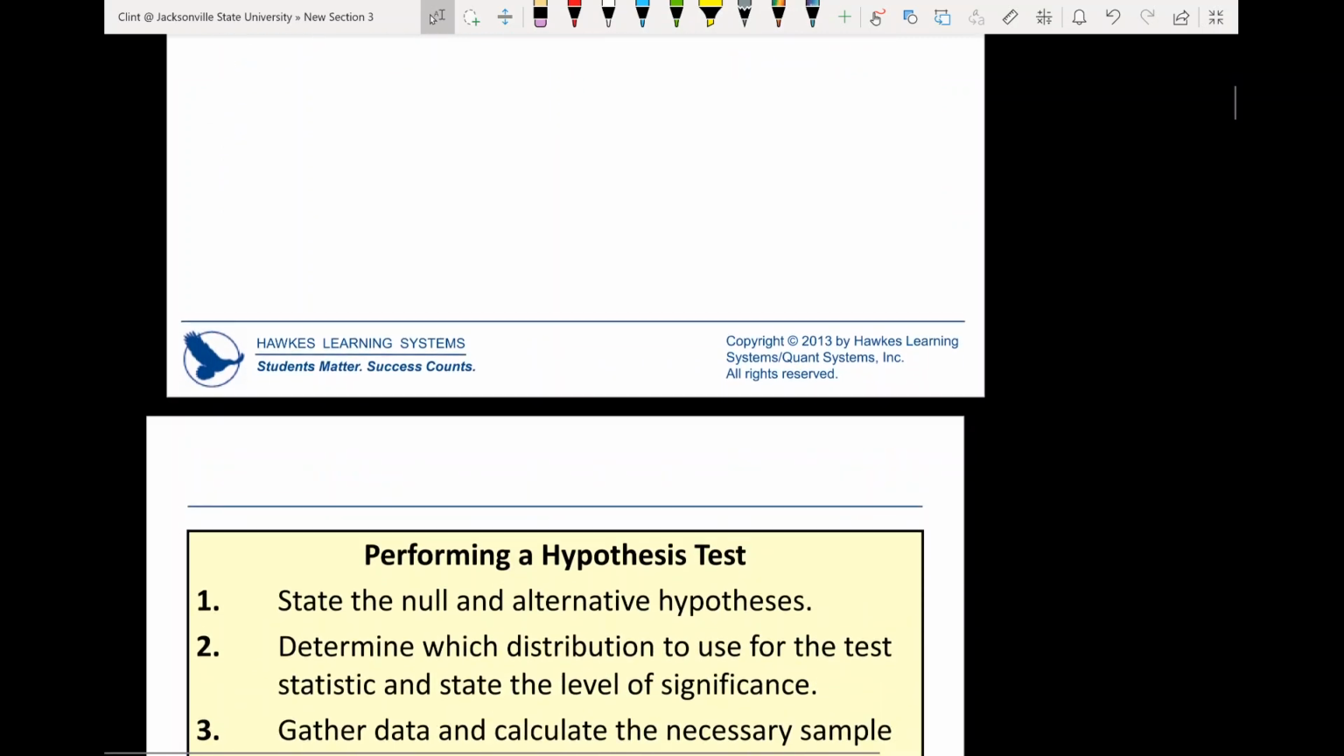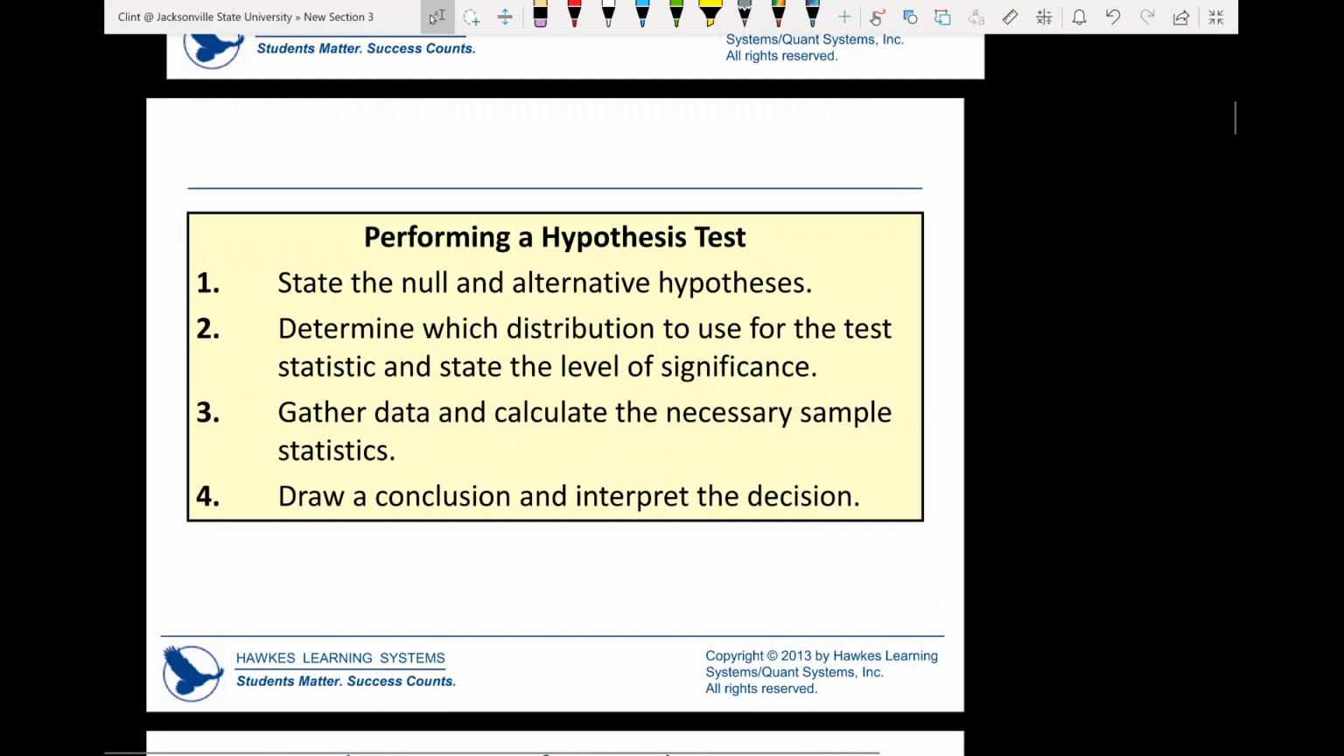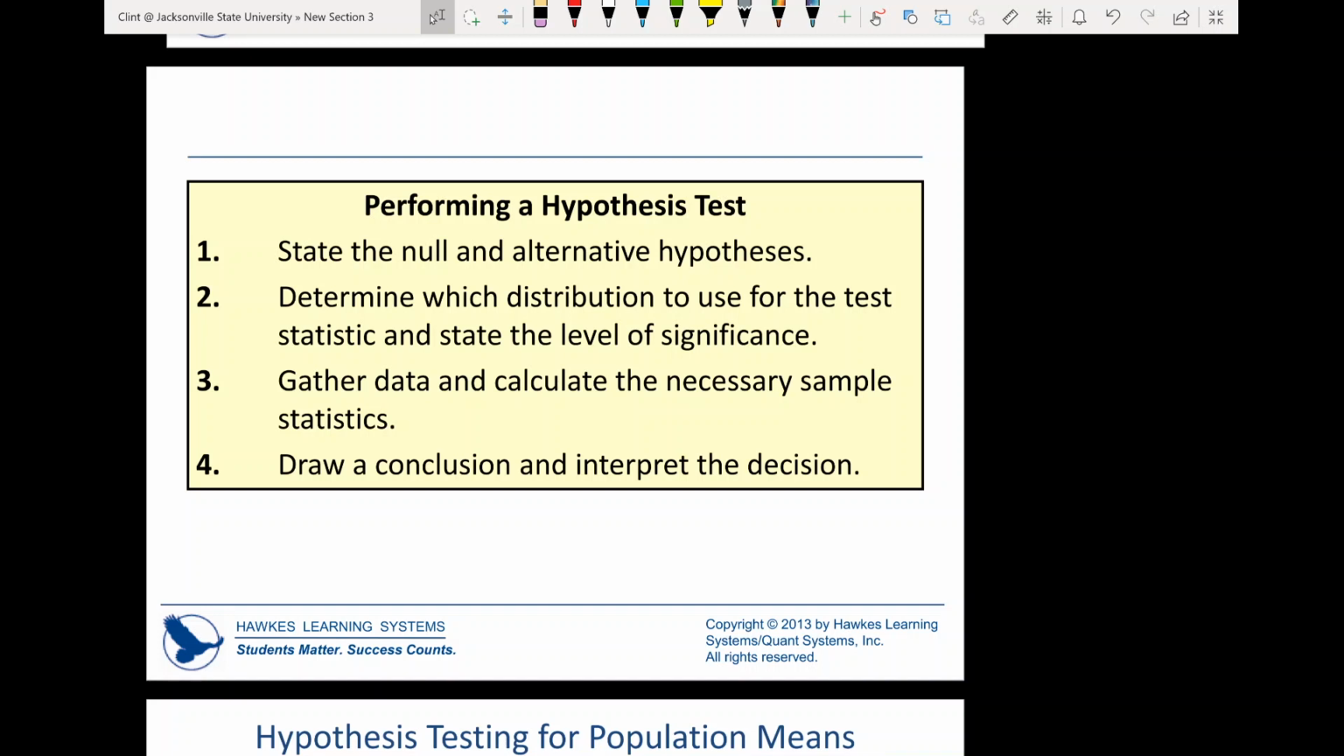So the general steps, the way a hypothesis test goes, is that we start off with our hypotheses. That's what we talked about last time. Then we figure out what formula we should use for our test statistic. We're only going to have one to deal with right now in this section. And we state our level of significance. Remember, that's the area in the tails, alpha. Then we gather our data. For us, we're just going to get our data from the problem and then calculate our sample statistic, or our test statistic. And then we will draw our conclusion.